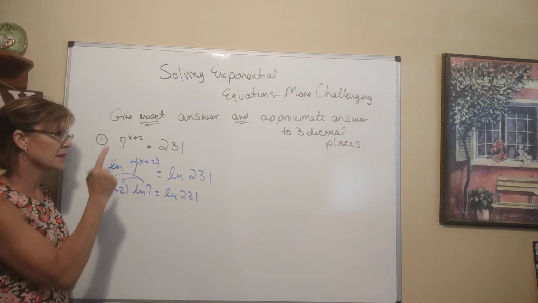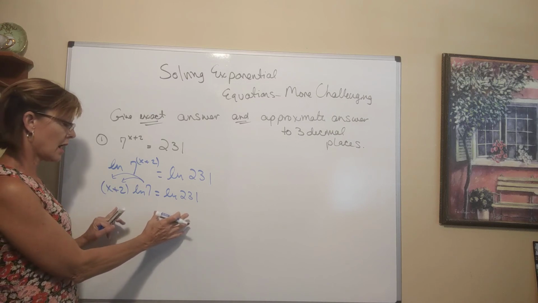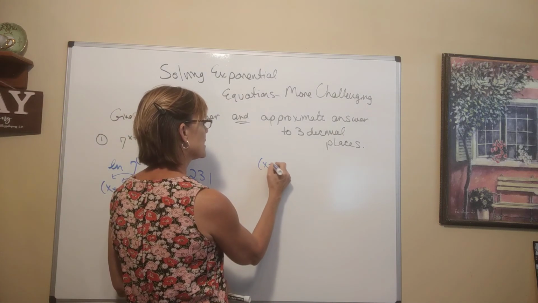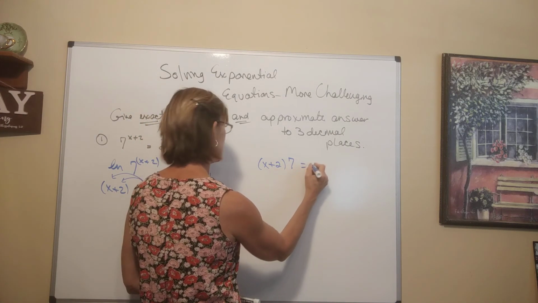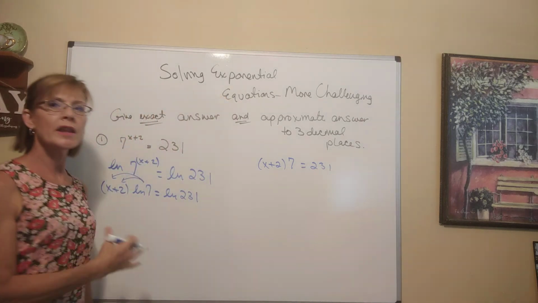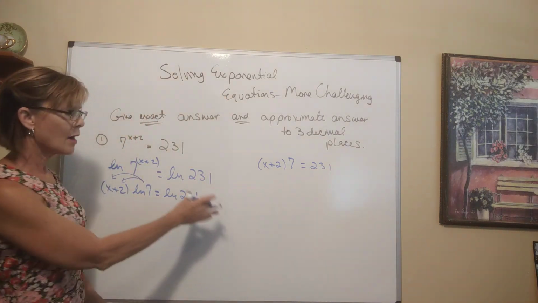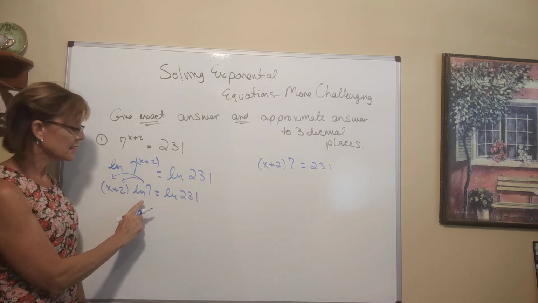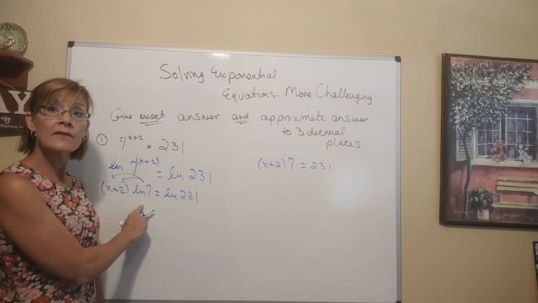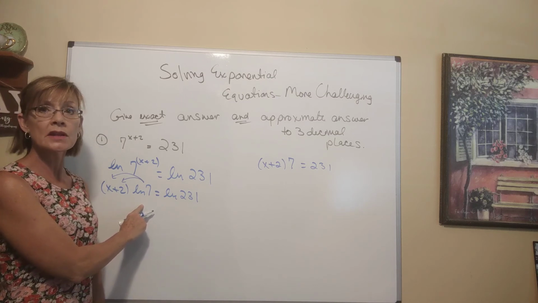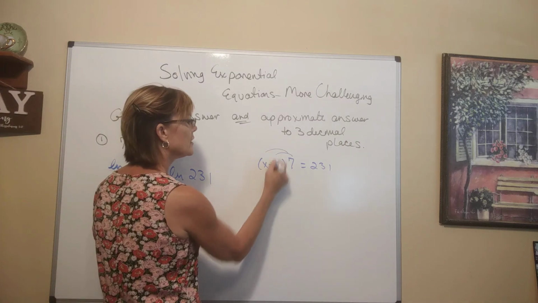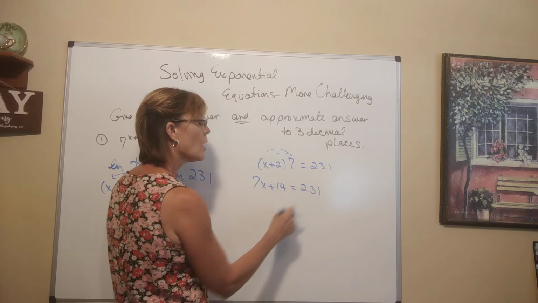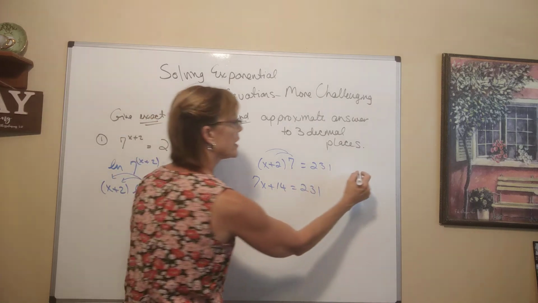When I think about this, if it becomes too much, I imagine something simpler that's very much like this. What if I was solving the equation x plus 2 times the number 7 equals 231? What if it did not have a logarithm involved? How would I approach this? This is a linear equation, and so is the other. The natural log of 7 is not a whole number 7, but it is another real number, so I can treat it the same. I can distribute: 7x plus 14 is 231. I could do that, or I could divide both sides by 7. Either way would be fine.